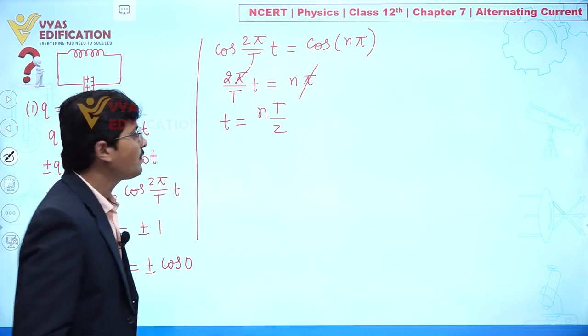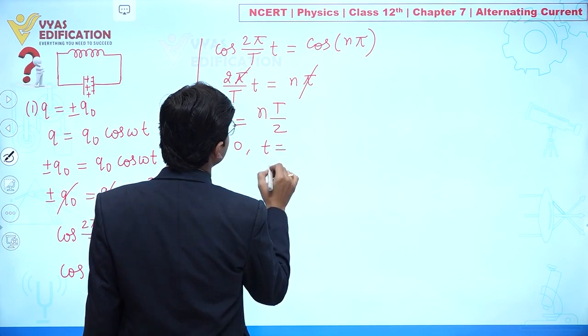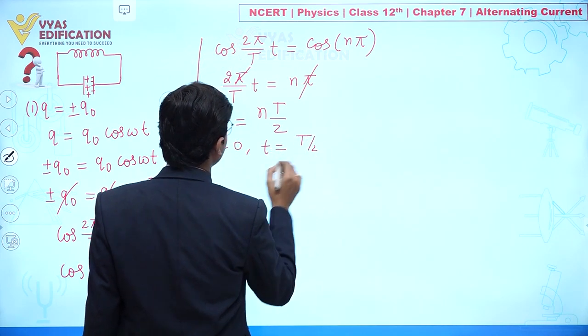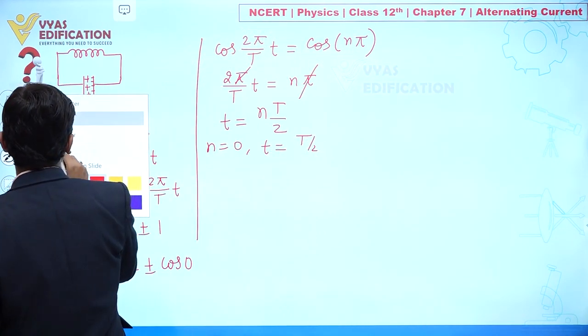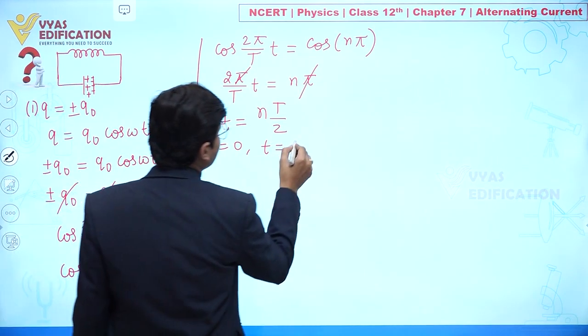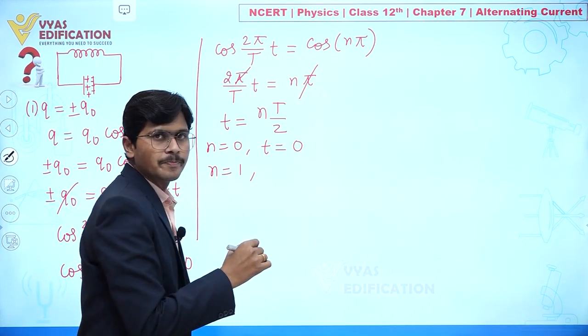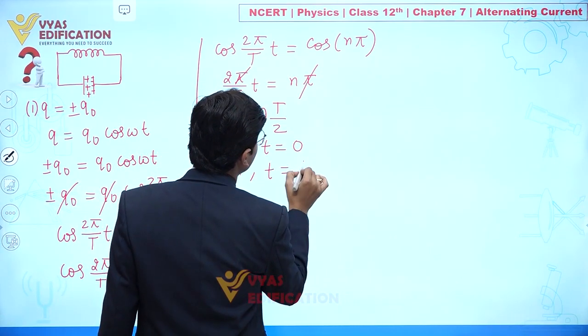Now if I place n equal to 0, at that time I am getting t equal to 0. Clear? So t equal to 0. Now when I place n equal to 1, I am getting t equal to T by 2.